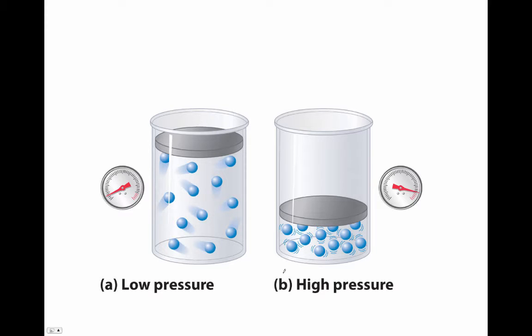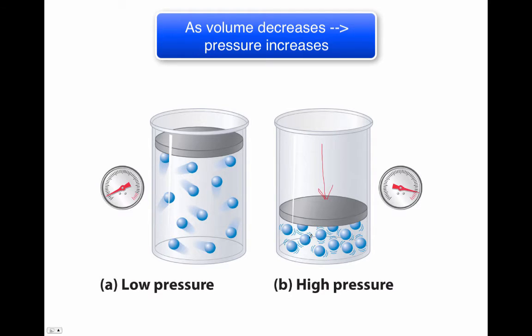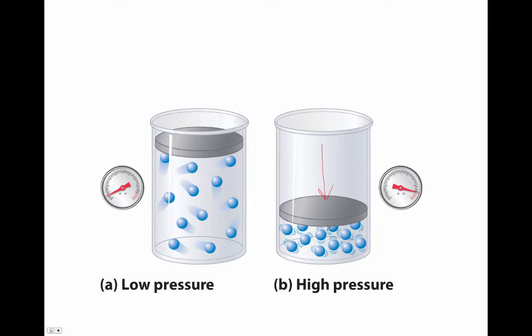So for example, if you decrease the volume, like you can see in this diagram on the right, the less space there is, the smaller volume, means the particles are bouncing into the walls of the container much more frequently, and this increases the pressure. So if you decrease the volume by 2, basically you halve the volume, then you're increasing the pressure by 2. Halving the volume will double the pressure. This is Boyle's law.